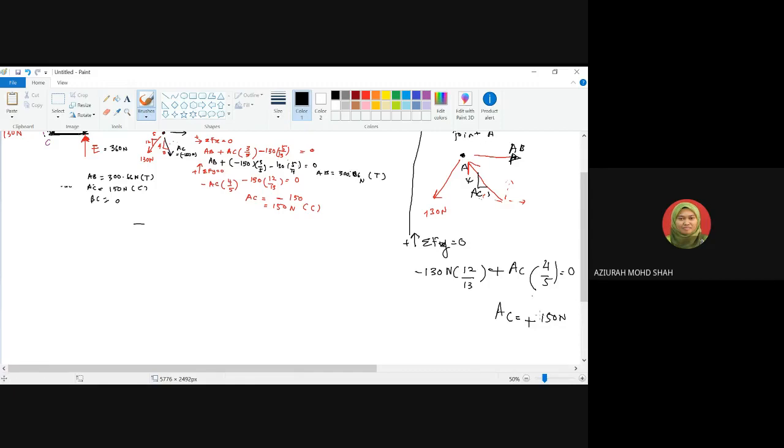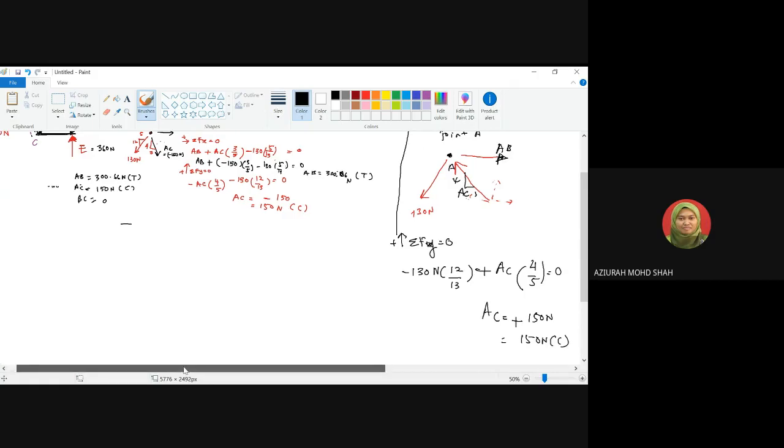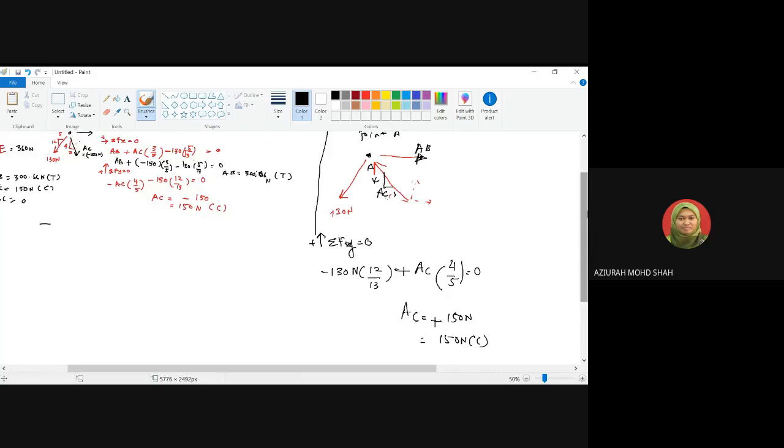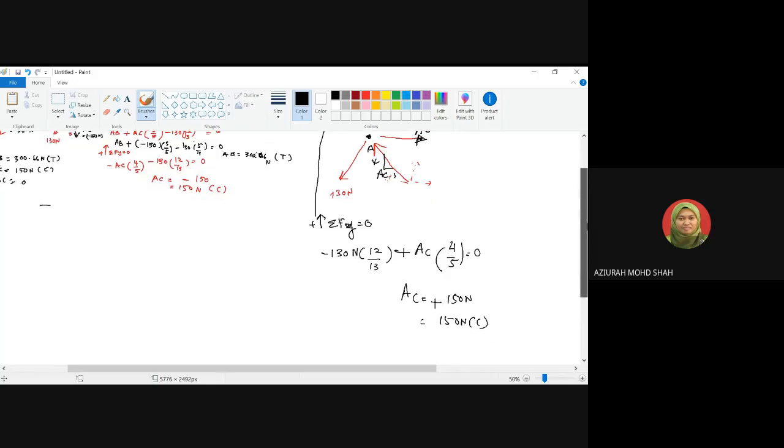Yang ini you tak perlu kata positif ni tension lah. No, because kita dah betulkan daripada awal. Jadi positif memang dia betul, dia adalah compress. 150 Newton adalah compress. Okay, so pilih mana yang kamu nak guna, by inspection or by assumption. Lepas tu kena tahulah cara dia macam mana. Jadi saya kata kalau nak senang by assumption lah, tapi you can use this one to double check also.